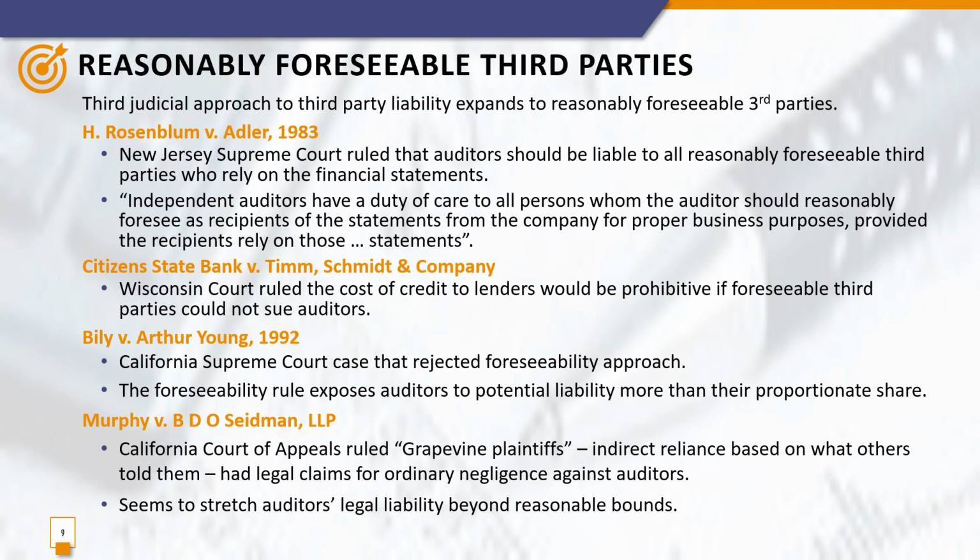The court stated that the foreseeable rule exposes auditors to potential liability more than their proportionate share. However, in its 2003 ruling in Murphy versus BDO Seidman LLP, the California Court of Appeals ruled that grapevine plaintiffs who alleged indirect reliance based on what others, for instance, stockholders and stockbrokers, told them about the financial statements, had legal claims for ordinary negligence against the auditors, as long as the auditor would reasonably have foreseen that stockholders or stockbrokers would tell other people of the content of the financial statements, and that the other people would rely on the misrepresentations in purchasing the corporate stock.